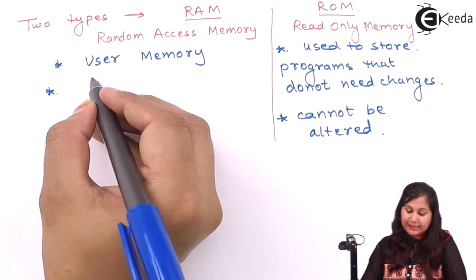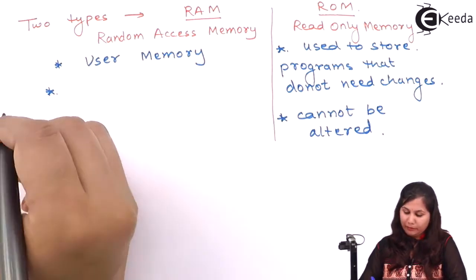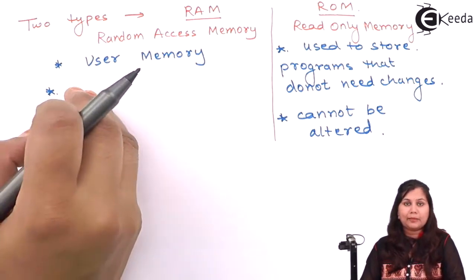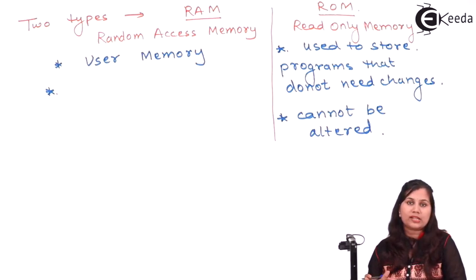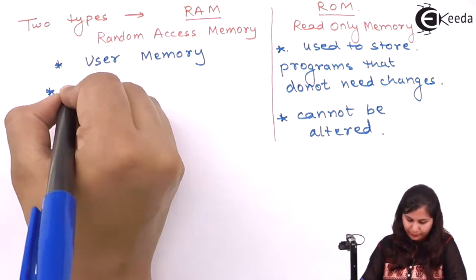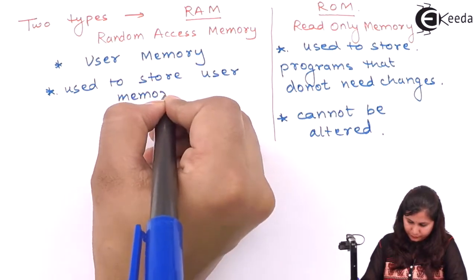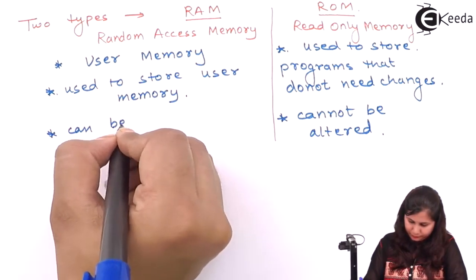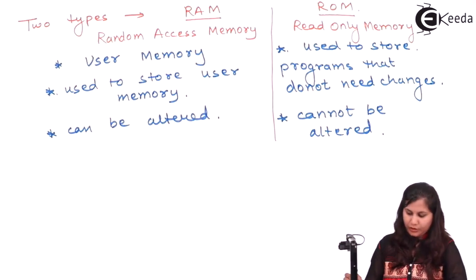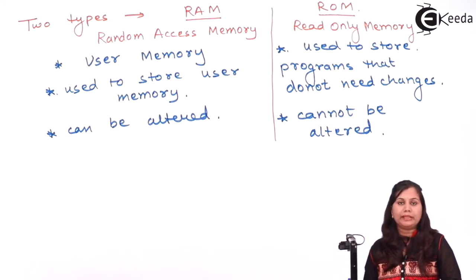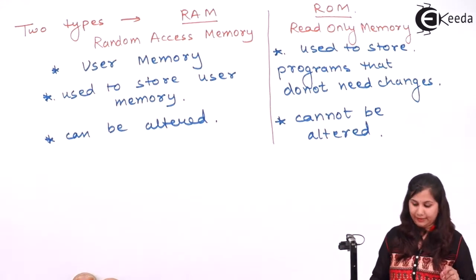Whereas in the random access memory, because it is the user memory, the programs can be stored in it and also changes can be made in that. So these are the two types of memory present in the microprocessor.